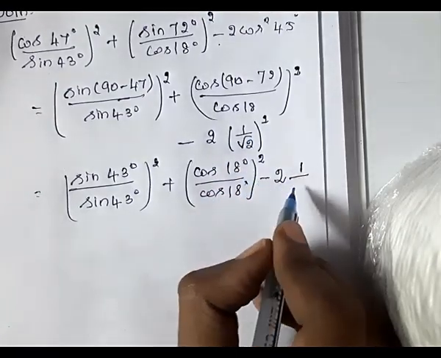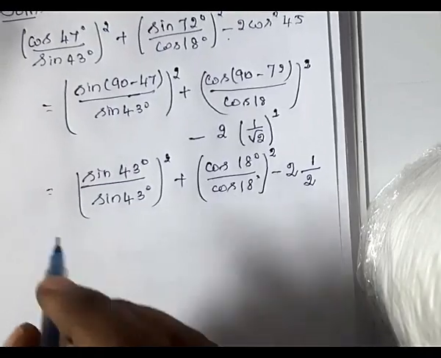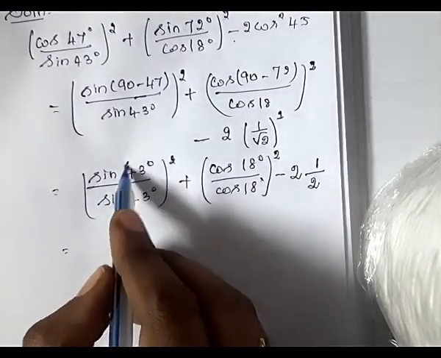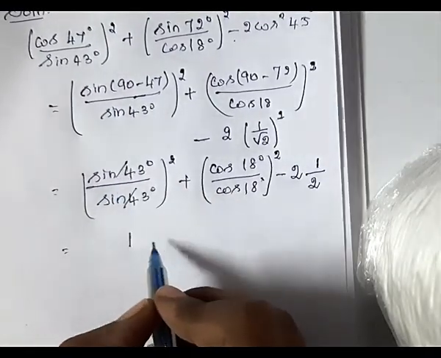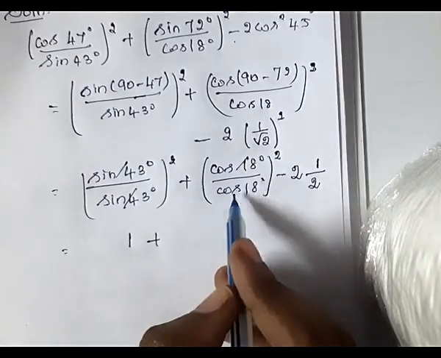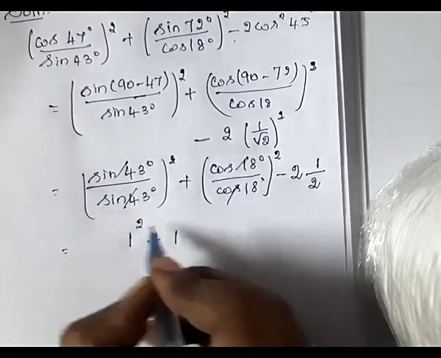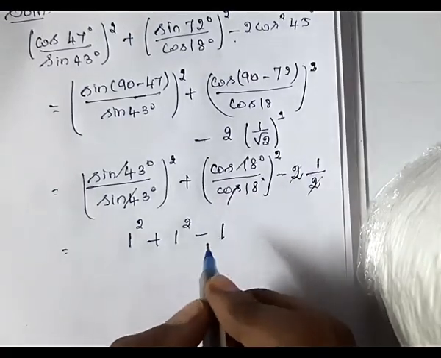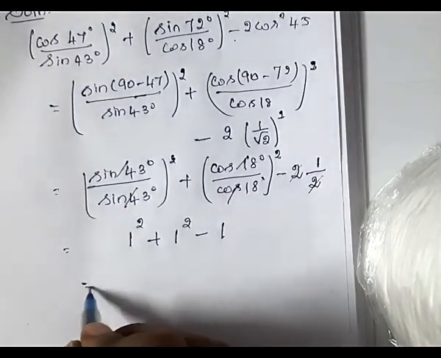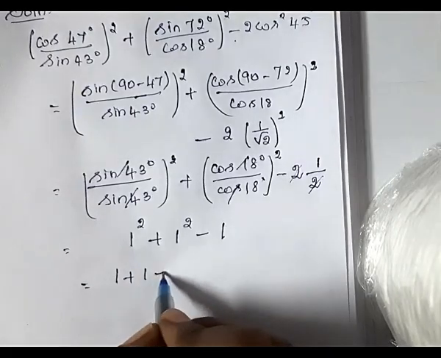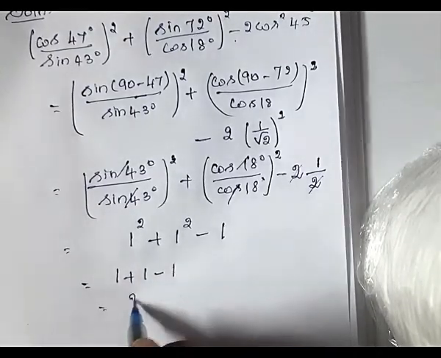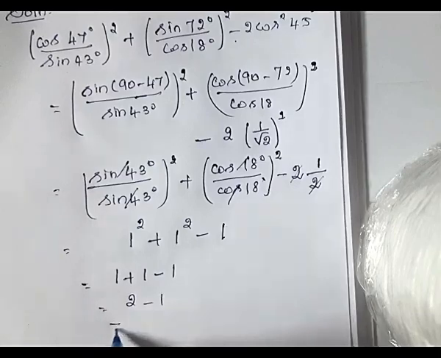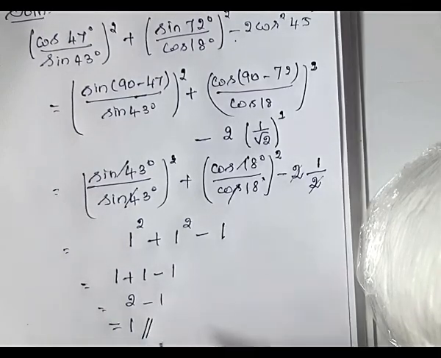So root 2 into root 2, that is 2. And cancel it one time, plus 1 time square, minus cancel it 1. So 1 plus 1 minus 1, that is equal to 2 minus 1 equal to 1. This is your answer.